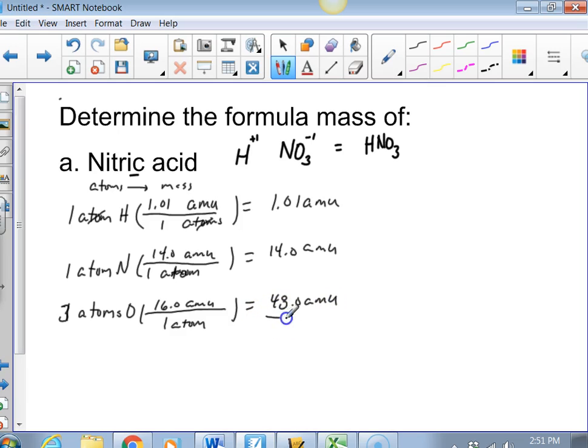The total mass then is the sum of these three: hydrogen's mass plus nitrogen's mass plus oxygen's mass. That sums up to 63.01 AMUs. And we could probably actually write that as just 63.0 AMUs as our final answer.